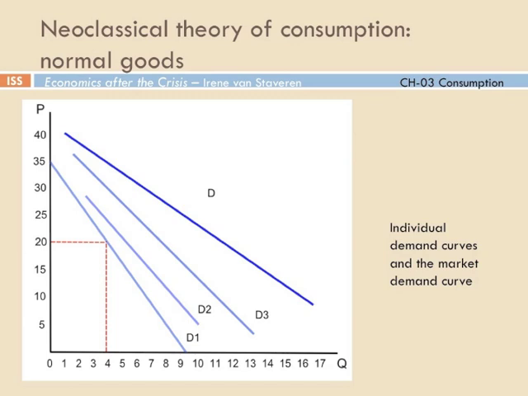The fourth theory of consumption that I discuss here is neoclassical economics. It's the neoclassical theory of consumption which concentrates on normal goods. And normal goods are goods of which you buy less when the price goes up and you buy more when the price goes down. That's why the diagram shows a negative relationship of the quantity you buy, the horizontal axis, and the price you're willing to pay, the vertical axis.